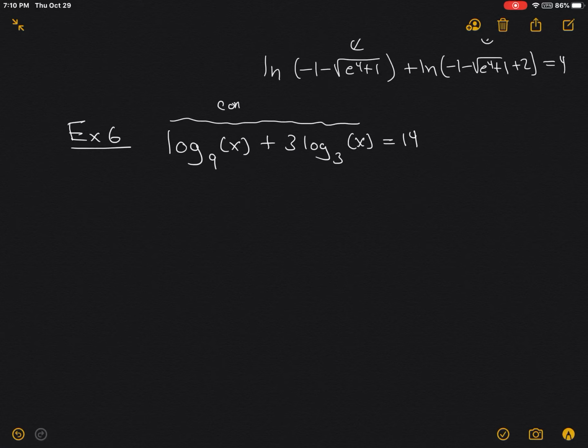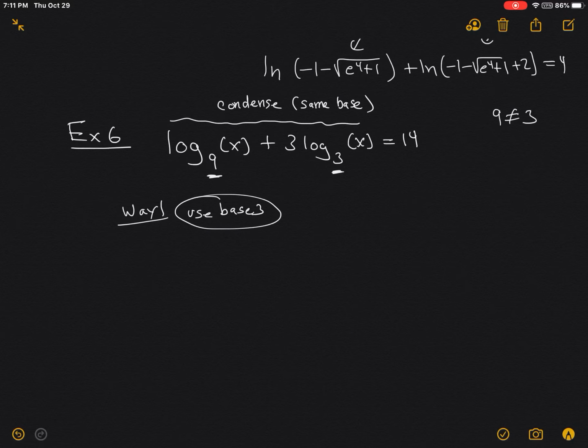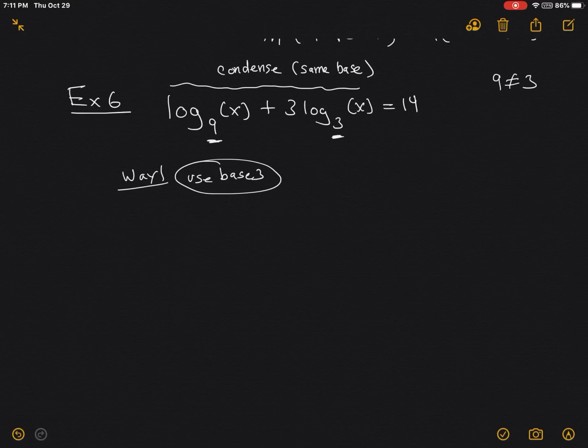Okay, so in order for me to condense this, I have to have the same base, right? This base and this base are not the same right now. 9 does not equal 3. And so if I need the same base, let's call this way 1, I'm going to use base 3, okay? So make sure everything is in base 3. That's what I mean. If you want to change everything to base 3, this is already in base 3, right? The second term right here.